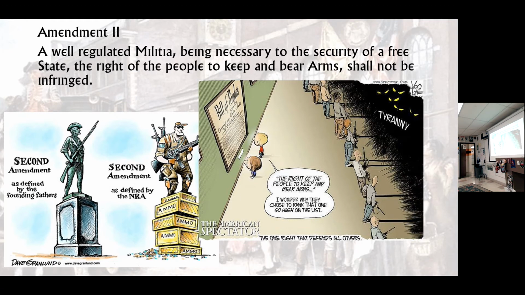So who specifically did he want to be able to bear arms? Specifically the militia. A well-trained militia. He didn't want regular people with cannon with grape shot.